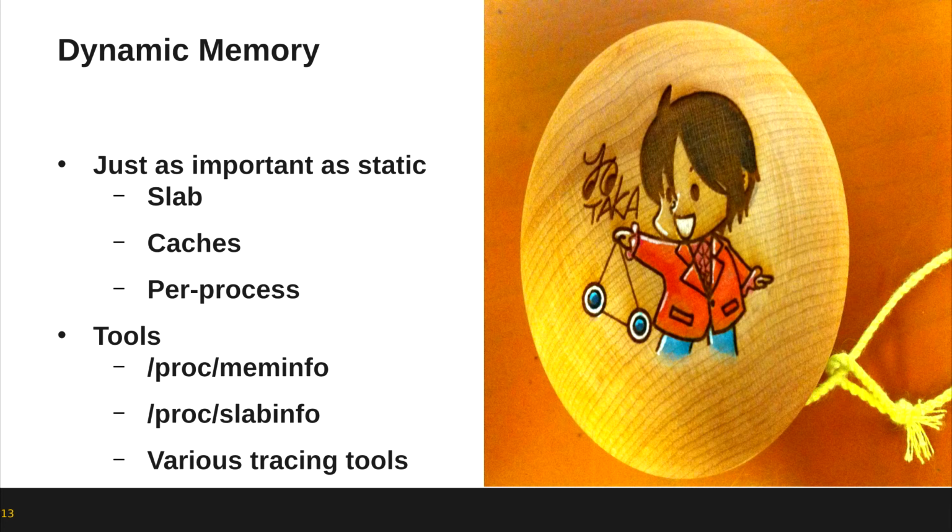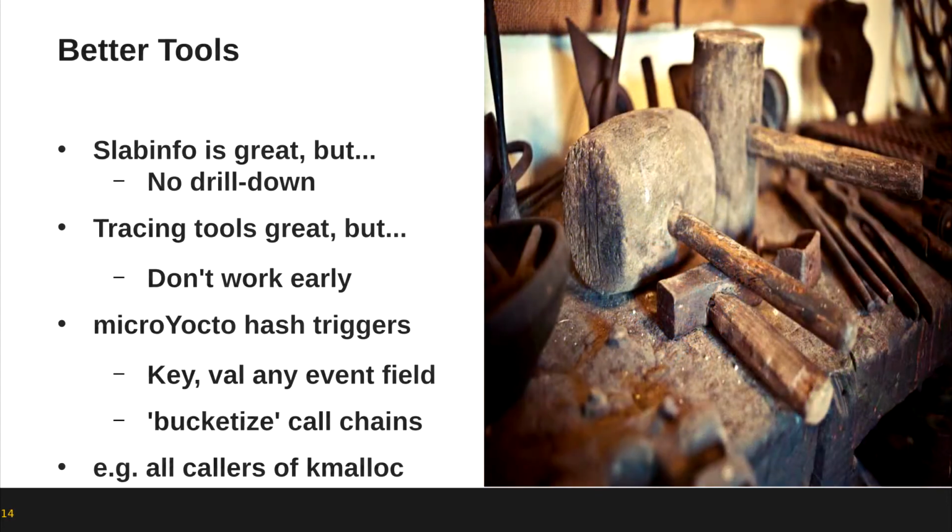The tools to do that are things like proc meminfo, slabinfo, and various tracing tools. Slabinfo is great, but it doesn't really give you an easy way to drill down into what actually contributed to the cache, to the slab activity. Tracing tools like SystemTap do allow you to do that, but they don't typically work early enough. As an example, ftrace is initialized at the end of start_kernel, and by that time, there's thousands of allocations that have already happened that it completely misses.